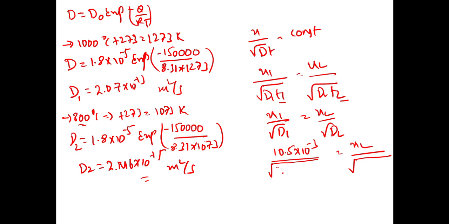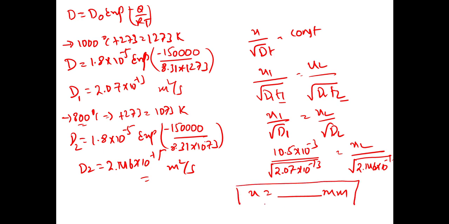Here it is 2.07 into 10 to the power minus 13, and 2.146 into 10 to the power minus 15, right? So by solving this one, the x2 value will be 1.6. Oh, sorry. So you will get some different value here. Please let me know the x value what you will get in the comment box.